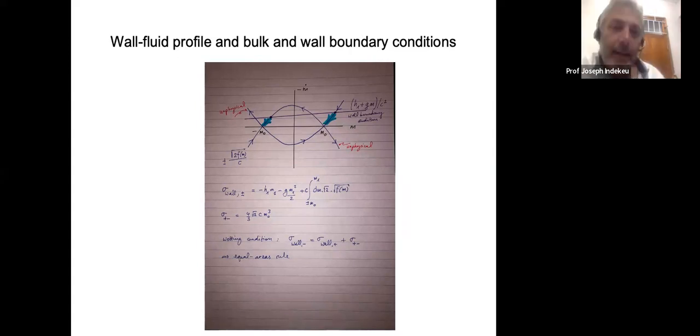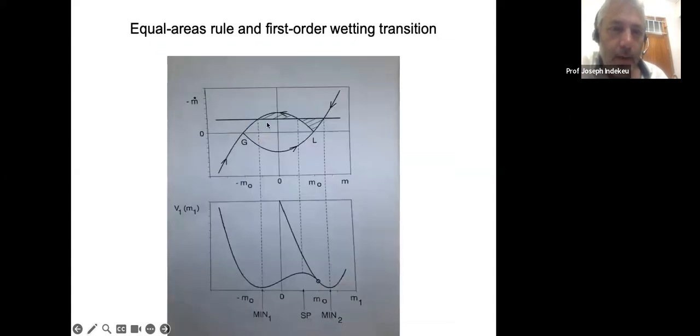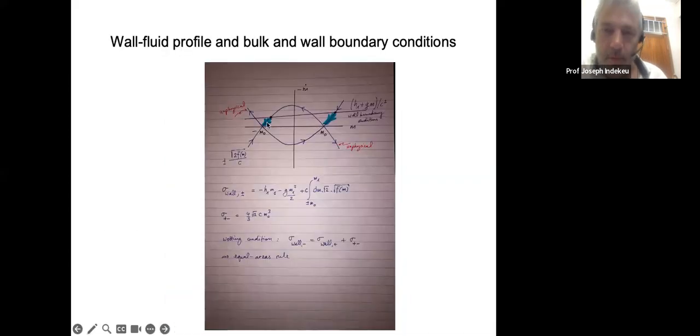Okay. So suppose we start from this intersection, then we would go, look at my arrow, we would go like this, right? So we follow this down to here, and we would end up in minus m0. That would be perfectly fine. A wall minus profile may not be optimal. As it turns out, it's actually a local maximum. It provides a local maximum of the surface free energy.